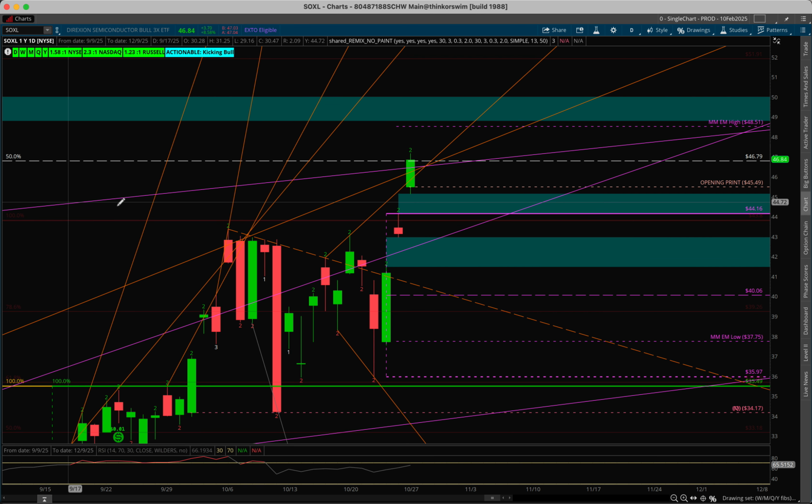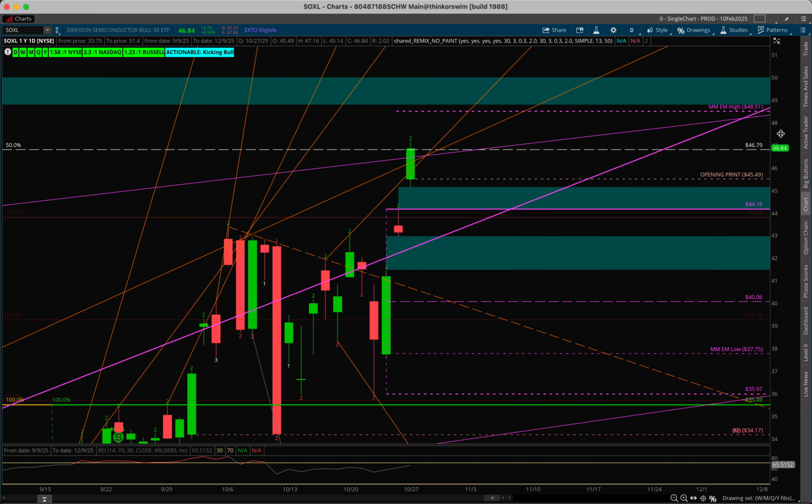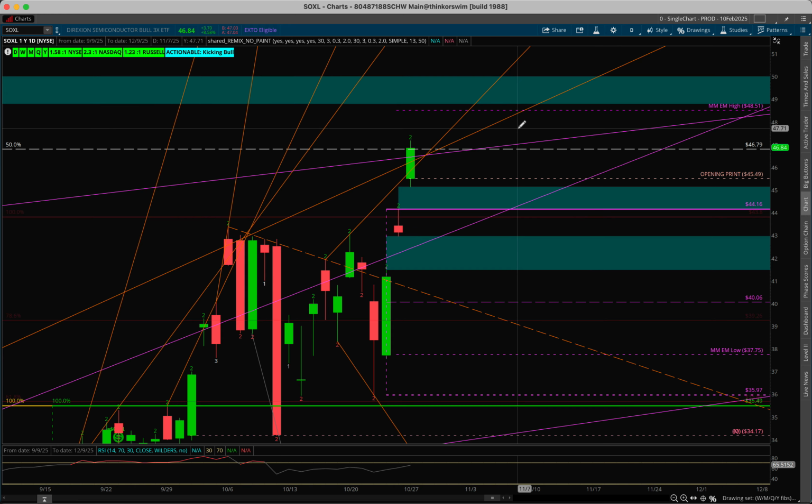Now, we've got to note, again, we're running into where a couple of daily broadening formations intersect. There's a weekly broadening formation, last year's 50%. We are towards the upper end of the market maker's expected move. We've got the market maker's expected move high up here at 48.51. If you're not familiar with that level, check out our weekend video where we dive deeper into the market maker's expected move, where we get it and how we calculate it and whatnot.